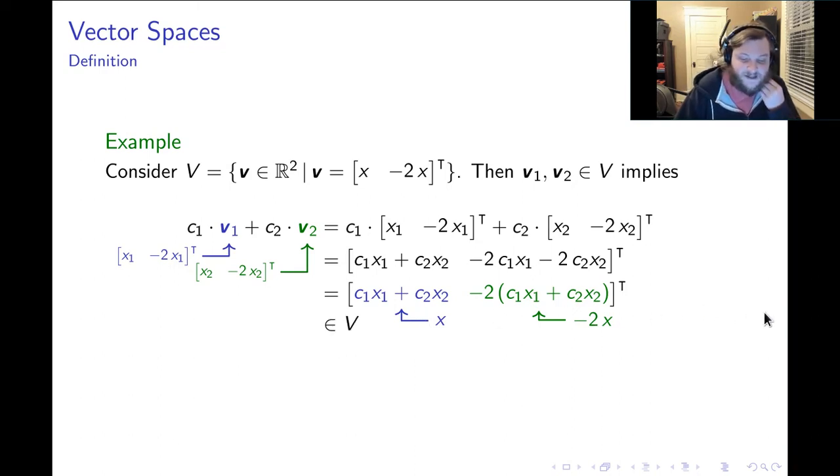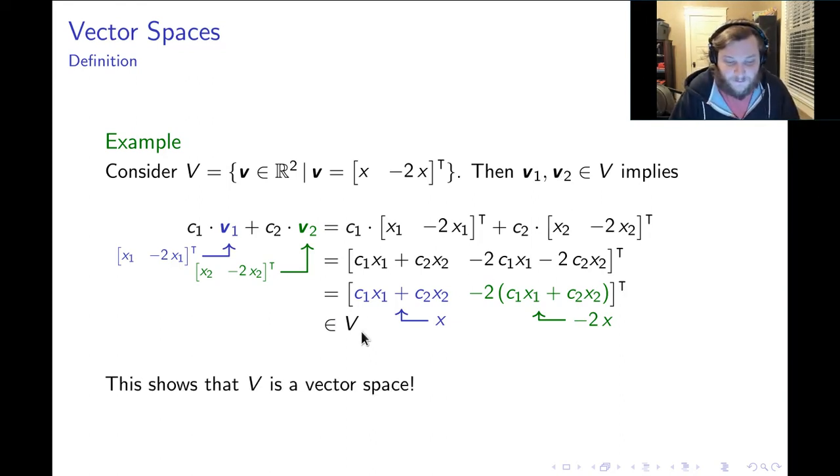This tells us that our generic linear combination of v1 and v2 is in the collection big V. So this tells us that V is a vector space. If we take any linear combination of any two vectors in this collection big V, we are guaranteed by this argument to produce a new vector that also lives in big V. So our previous example was something that wasn't a vector space. Here we have an example of something that is a vector space.